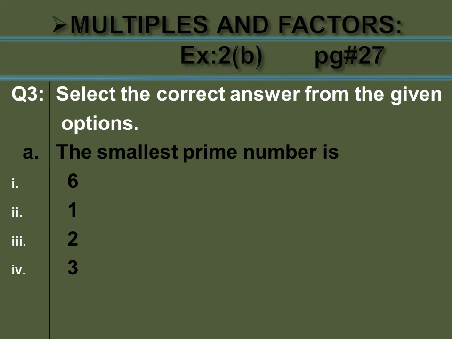Now dear students, we have learned about prime numbers. The prime numbers start from 2. So the correct option is the third, that is 2. 2 is the smallest prime number. We will mark it as the correct answer.